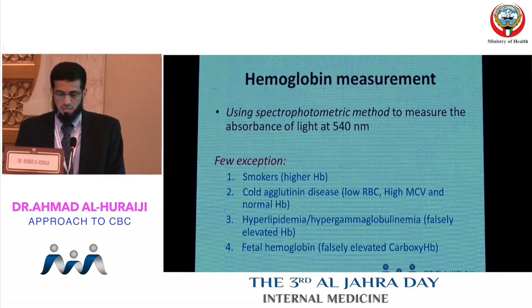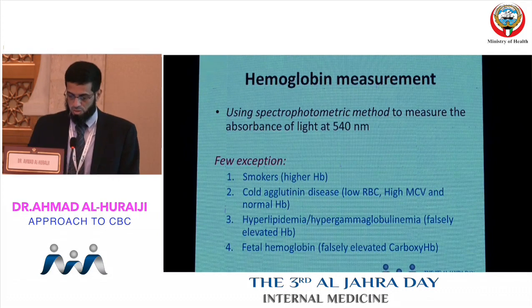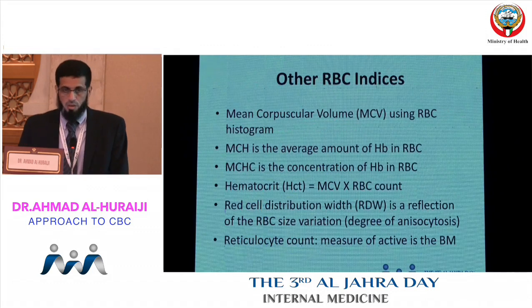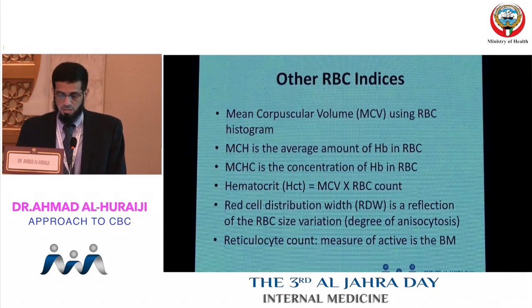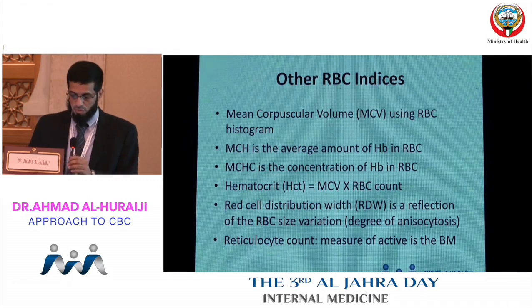Hemoglobin measurement is done using a spectrophotometric method to measure the absorbance of light at 540 nanometers. There are a few exceptions where you can get falsely high or low levels of hemoglobin, such as smoking, cold agglutinin disease, hyperlipidemia or hypergammaglobulinemia, and fetal hemoglobin. There are other CBC indices that we can see, like the mean corpuscular volume of the RBCs, using an RBC histogram to measure the mean volume.